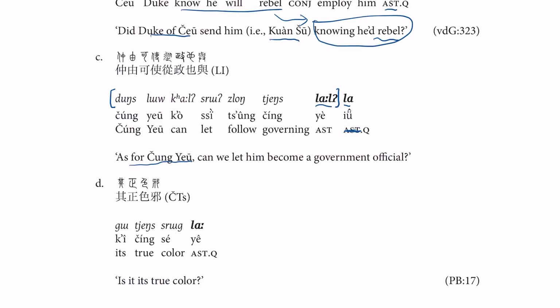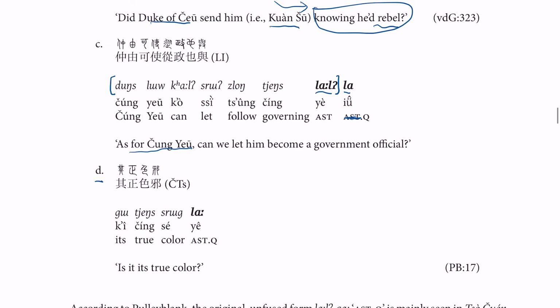The final example in D says, 古天书啦. Here we have a single fused form la as the longer version, and to correctly interpret this sentence, we need to find the assertion first. So what is being asserted? It is this whole thing. Its true color. The subject of the sentence is omitted, so it's roughly saying that is its true color. So that's the assertion. So here, its true color is the nominal predicate, and la turns that nominal predicate into a yes-no question.